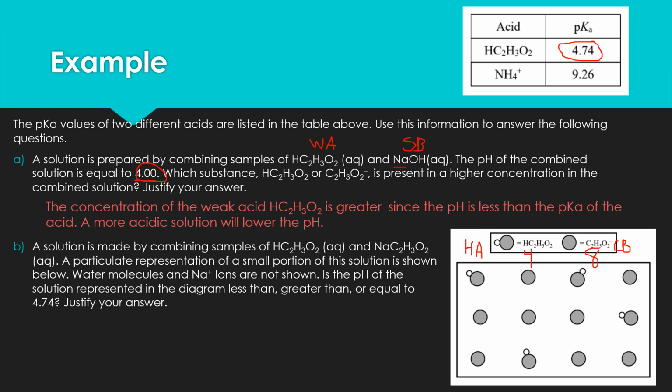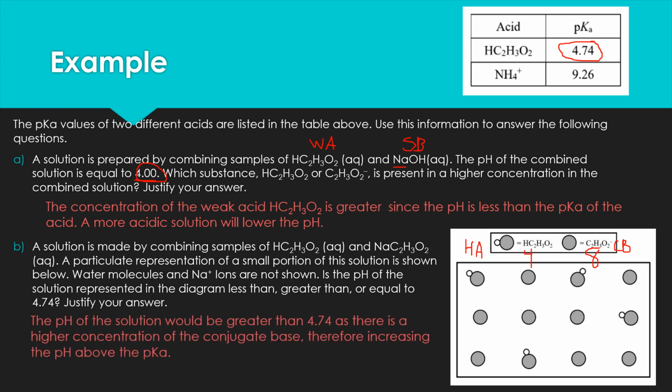So what does that mean? Think about it in terms of your pH. Would our pH be greater than or less than or equal to 4.74, our pKa? Hopefully you said greater than because it is more basic. So the pH of the solution would be greater than 4.74 as there is a higher concentration of the conjugate base, therefore increasing the pH above the pKa.